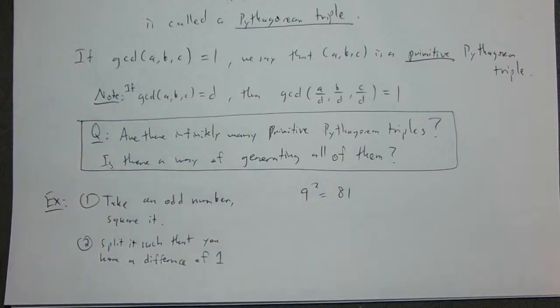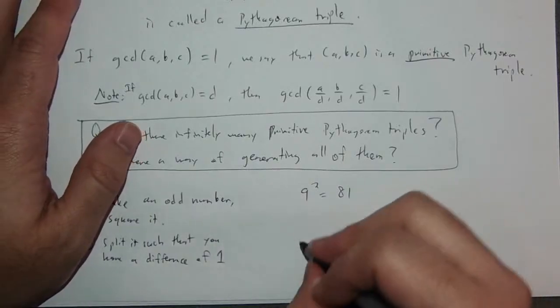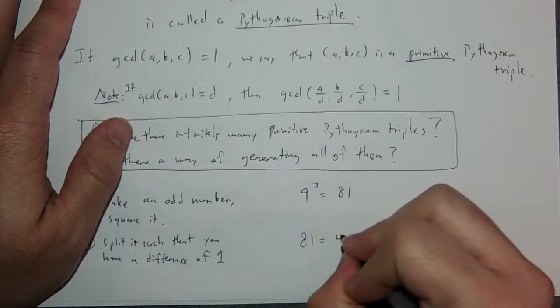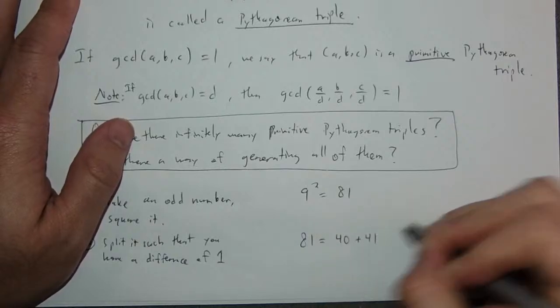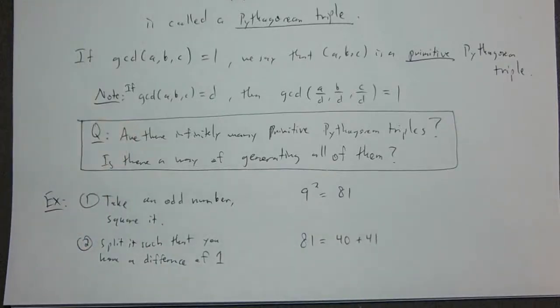That might not make a lot of sense stated like that. What do I mean? 81 is 40 plus 41. If you take an odd number and square it, you can always do this, and we'll see why in a second. It's not too complicated. But if you take an odd number, square it, split it like this, you're always guaranteed to be able to split it in such a way.